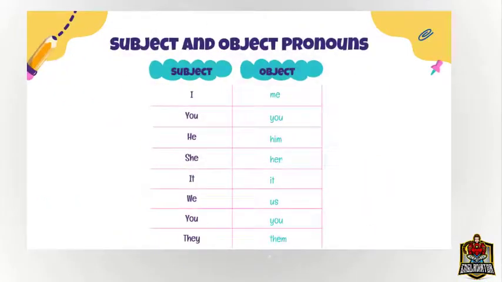Now, let's move forward to the object pronouns. If we take a quick look, we will find that some subject pronouns are kept the same in the object state, like you, the singular and the plural form, and it, while the rest are changed: I becomes me, he turns to be him, she becomes her, we becomes us, and they turns to be them.